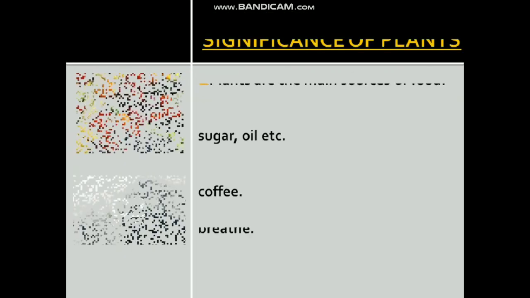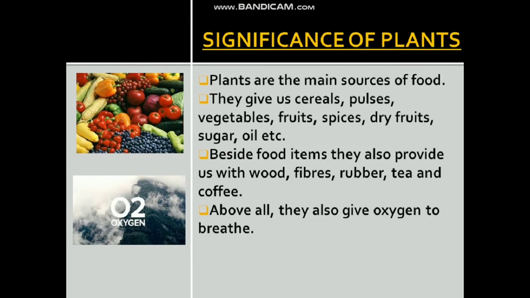Okay. So our last topic is the significance of plants. Plants are the main sources of food. They give us cereals, pulses, vegetables, fruits, spices, dry fruits, sugar, oil, etc. Besides food items, they also provide us with wood, fiber, rubber, tea and coffee. Above all, they also give us oxygen to breathe. So that's why plants are important: they provide us with a wide variety of food, and most important, they provide us with oxygen for breathing.